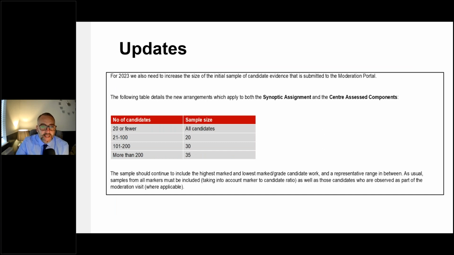Another update is the sample sizes. We've increased slightly the sample sizes of evidence. So if you've got 20 or fewer candidates, you would upload all the evidence for all 20. When those numbers increase, the sample size, using a sort of camera approach to quality assurance, will decrease. Now, if there are some issues with the marking, we may ask for further evidence, but these are the current sample sizes for 2023.